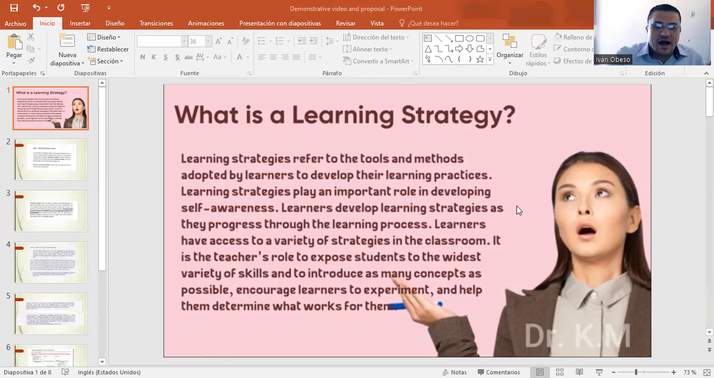Learners have access to a variety of strategies in the classroom. It is the teacher's role to expose students to the widest variety of skills and to introduce as many concepts as possible. Encourage learners to experiment and help them determine what works for them.